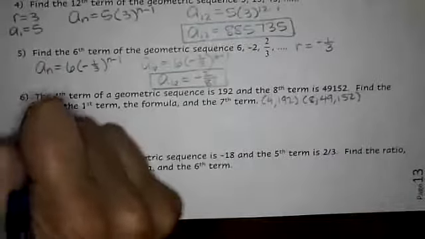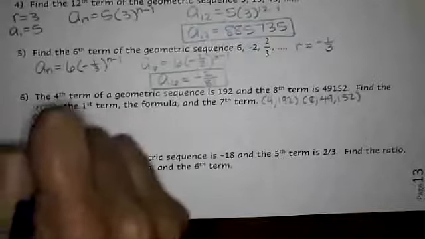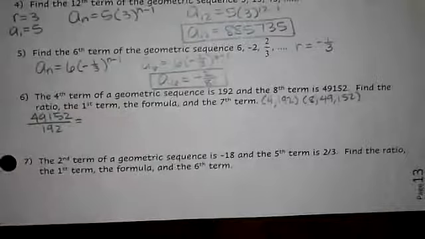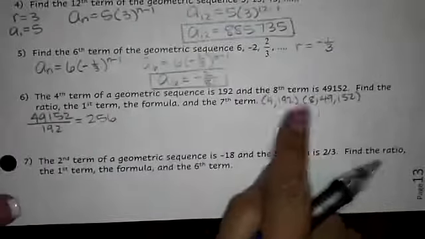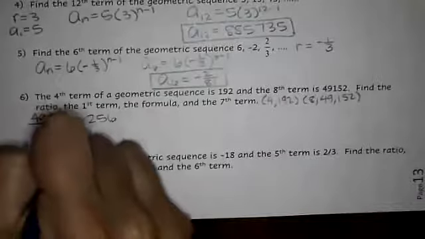To find the ratio here, since they are not in order, they're not consecutive, is a little bit harder. We take this 49,152 and divide it by 192. Again, don't worry about doing that in your head. You can use the calculator for that one. So 256 is what you get there. Now that is not our ratio because we have 4 steps in between here, because 8 minus 4 is equal to 4.